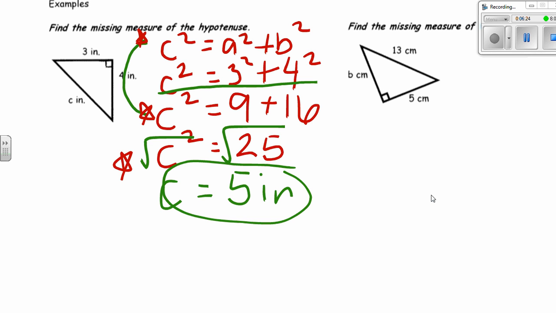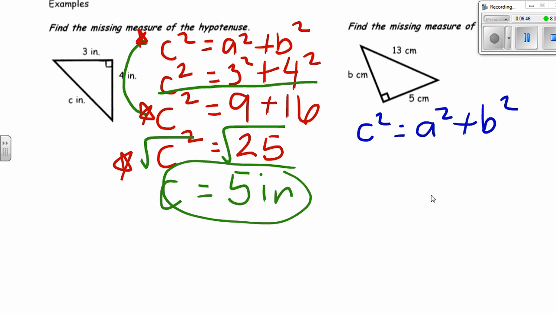Now the other example is going to be a little bit different. In this case, it says find the missing measure of the leg. So now we don't know what the leg is. We're given one of the legs, and we're given the hypotenuse as well. Same thing like we've been doing before, we're going to write our formula, which is c squared equals a squared plus b squared.